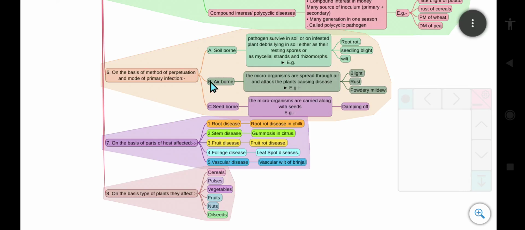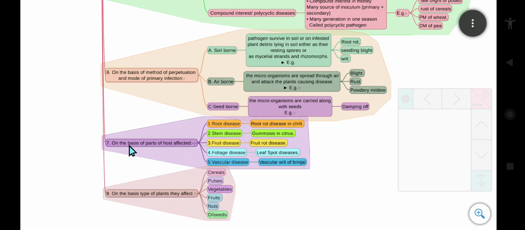And the second one is airborne. The microorganisms are spread through air and attack the plants, causing diseases. Its examples are blight, rust, and powdery mildew. The third one is seed-borne plant diseases. The microorganisms are carried along with seeds. Its example is damping off.